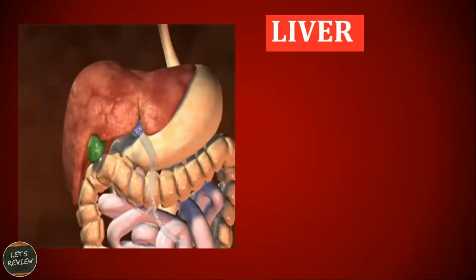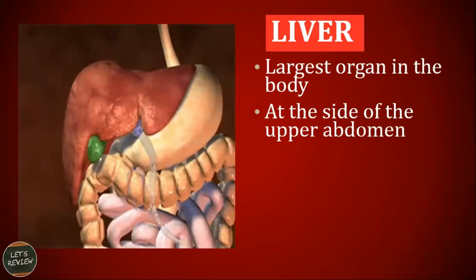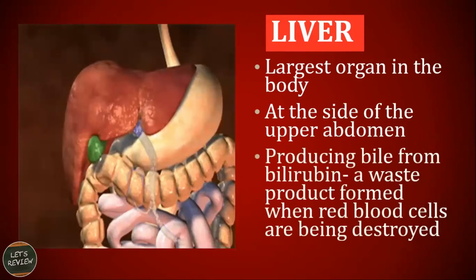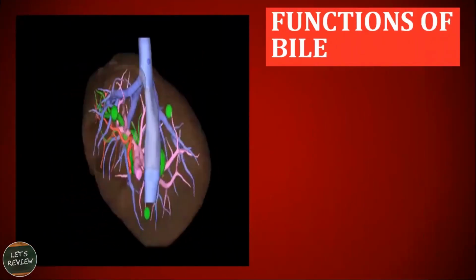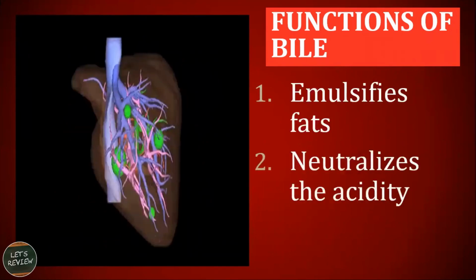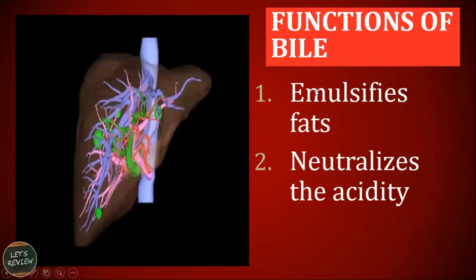The next accessory organ is the liver. It is considered to be the largest organ in the body. It is located at the side of the upper abdomen. It produces bile from bilirubin, a waste product formed when red blood cells are destroyed. Next are the functions of bile. It emulsifies fats and it neutralizes acidity.